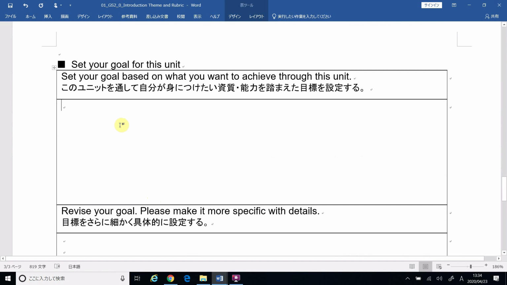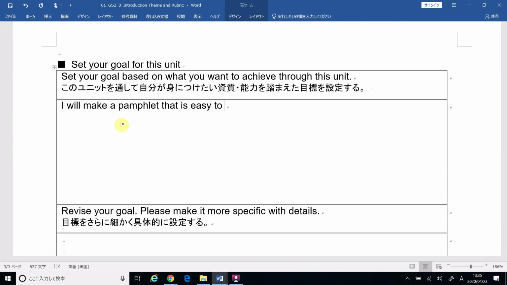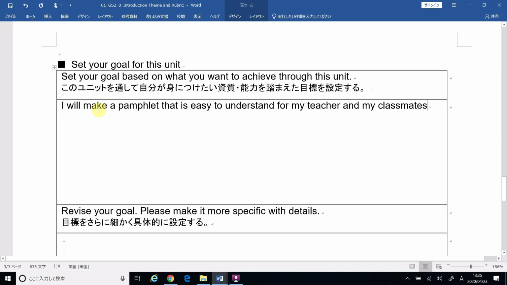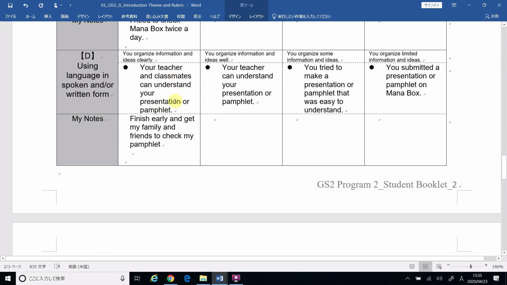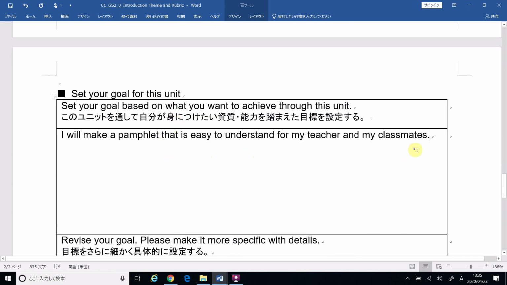So I want to make it easy to understand. My pamphlet should be easy to understand. So my goal is I will make a pamphlet that is easy to understand. Not only for me, but for my teacher and my classmates. This was from the rubric. I think this will be the most challenging part for me. I will make a pamphlet that is easy to understand for my teacher and my classmates. This is difficult for me.